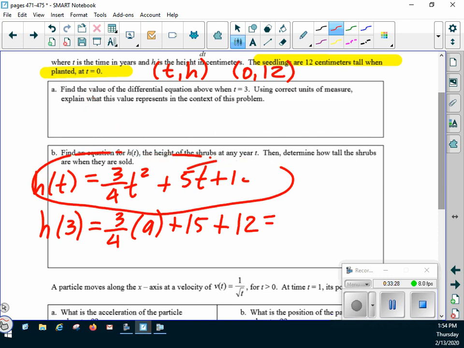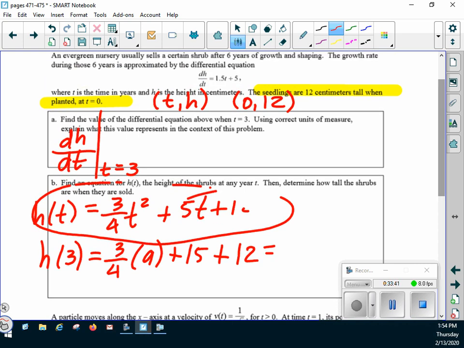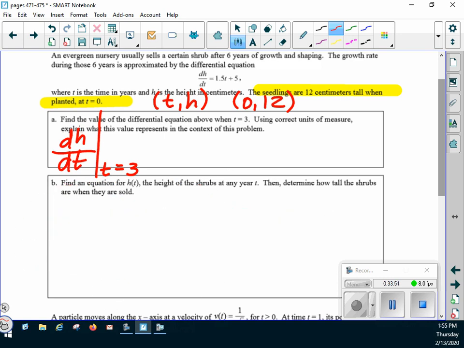Find the value of the differential equation. It said to evaluate the differential equation when t was 3. I want to evaluate that derivative when t is 3. Your teacher was just not paying attention. It didn't say find the value of the derivative, but find the value of the differential equation means find the value of the derivative when t is 3.